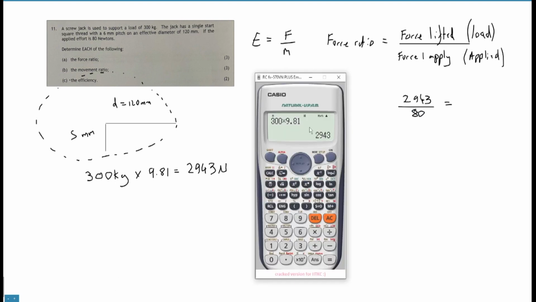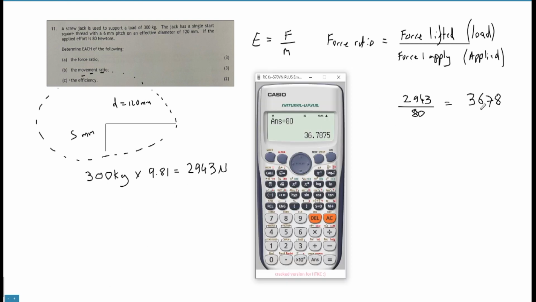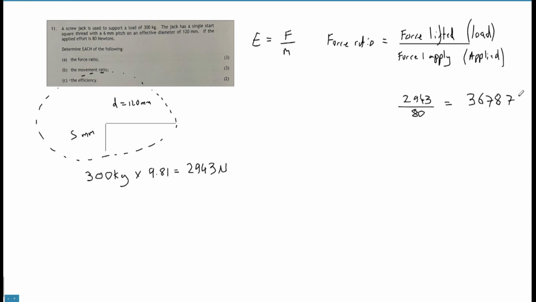All right. So this number divided by 80, this will give us the force ratio. 36.78, that's really big. For such a small load, we're just applying 80 newtons, we're lifting so much more. Okay. 36.7875. I didn't put a decimal place on that. We're lifting 36 times the amount of effort we're putting into this thing, which is really, really good. Okay, next one, this is the force ratio, so then becomes movement ratio after that.